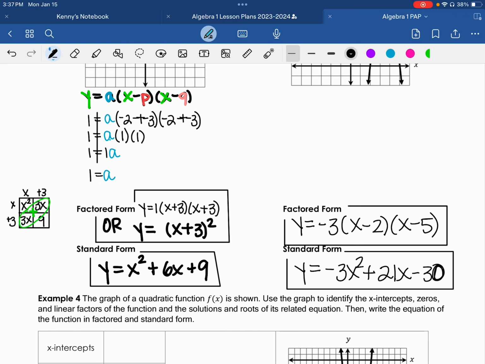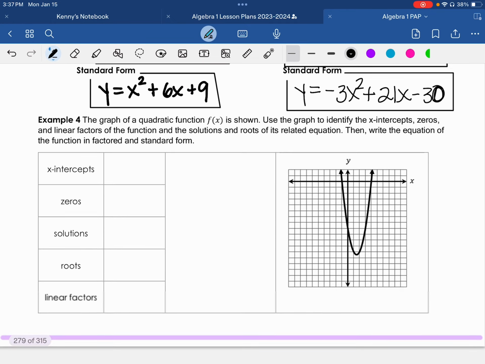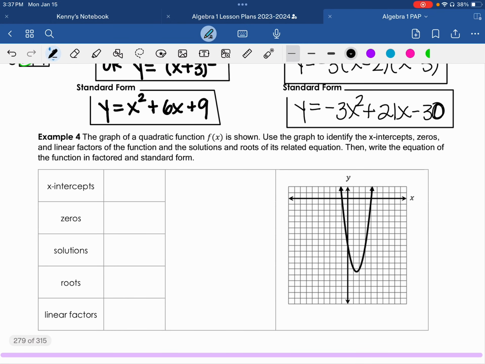All right, our last and final example is asking us to take the graph of the quadratic function shown, which is f of x, and use the graph to identify the x-intercepts, the zeros, and linear factors of the function and the solutions and roots of its related equation. Then write the equation of the function in factored and standard forms.